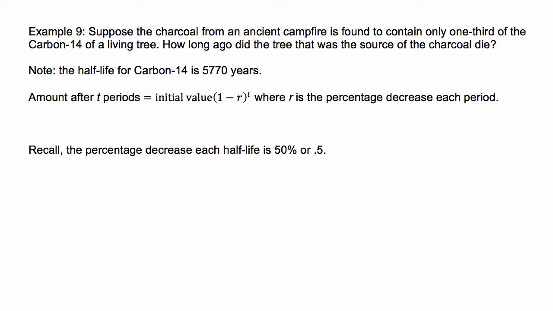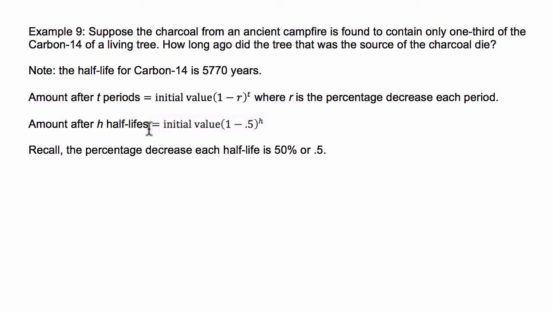Since in this example we are working with half-lives, we will use the variable h instead of t, and substitute 50% or 0.5 in for r. We get amount after h half-lives equals initial value times 1 minus 0.5 to the h. Here the initial value is the amount of carbon-14 in the tree when the tree died.